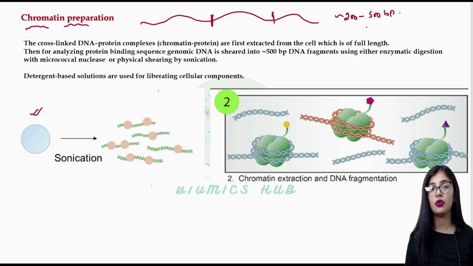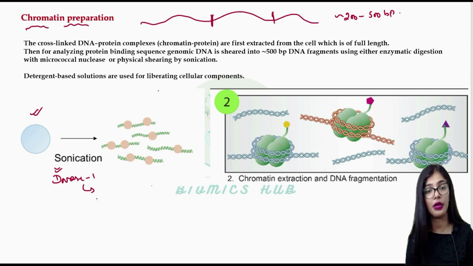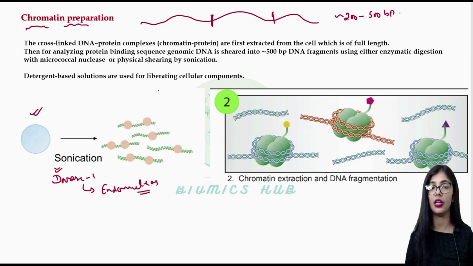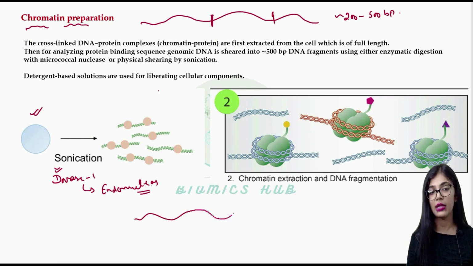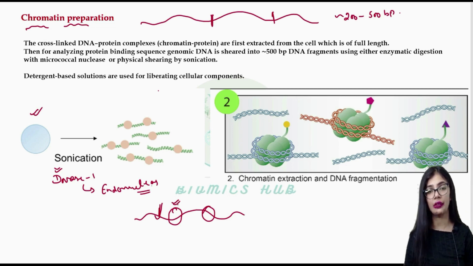So how can we do this? We can do this by using sonication as well as some enzymes like DNase 1. Already in the last video, we discussed DNase 1 in the video on DNA footprinting. What was the work of DNase 1? It is an endonuclease and it cleaves the DNA in between, but not at the terminal end. And if the DNA is interacting with a protein, the DNase will cleave only the part that is not interacting, but it will not cleave the area in which the DNA is interacting with the protein. By using sonication as well as enzymes like DNase 1, we can do the chromatin preparation.